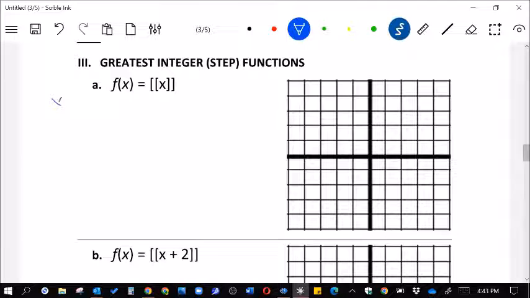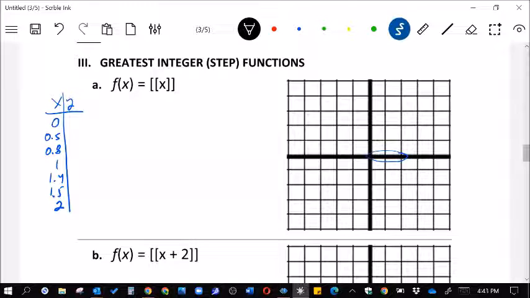I am going to do an XY table, and I am going to take just a small part of it to analyze. So I'm going to take just this part here, from 0 down to 2. I'm going to use these x values: 0, 0.5, 0.8, 1, 1.4, 1.5, and 2. So I'm going to determine right now what happens when I use that.